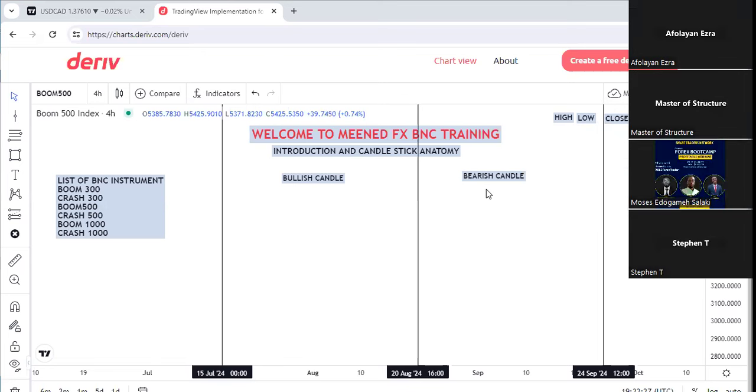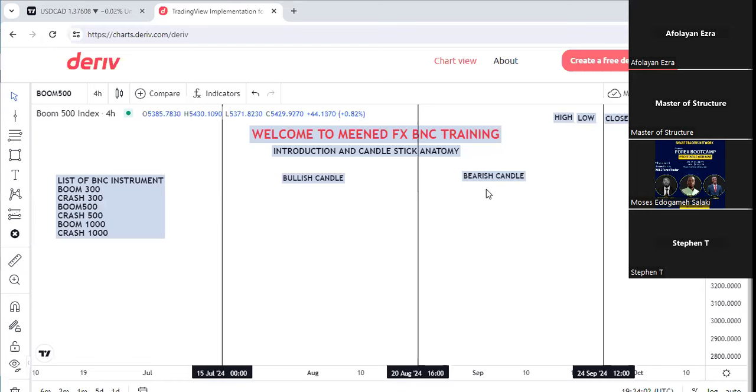I think they wanted to add maybe two more, like crash 600, boom 600, crash 900, boom 900. It's not yet live, but I've seen it on TradingView some months ago, and it's no longer available. But I think they are working towards adding to crash and boom. For now, we have crash 300, boom 300, boom 500, crash 500, boom 1000, and crash 1000.